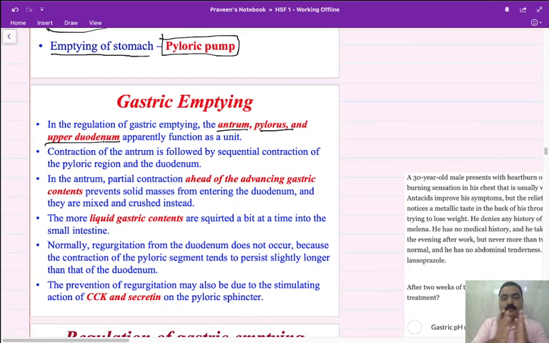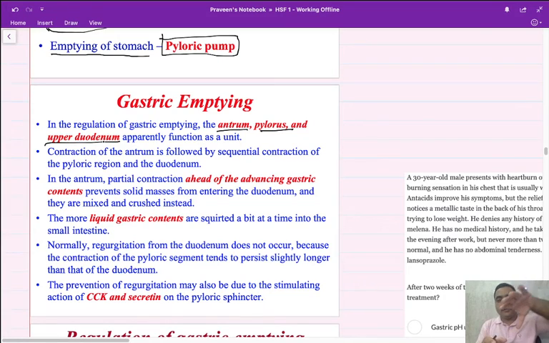These three parts contract one after the other. First the antrum contracts, then the pylorus contracts, then the duodenum contracts. So the food is pushed sequentially from the antrum to the pylorus to the duodenum. Now imagine what happens during relaxation. Which part has to relax first? Even though it is sequentially contracting, the first part that relaxes is not the antrum. The first part that relaxes is the duodenum, then the pylorus, then the antrum relaxes.